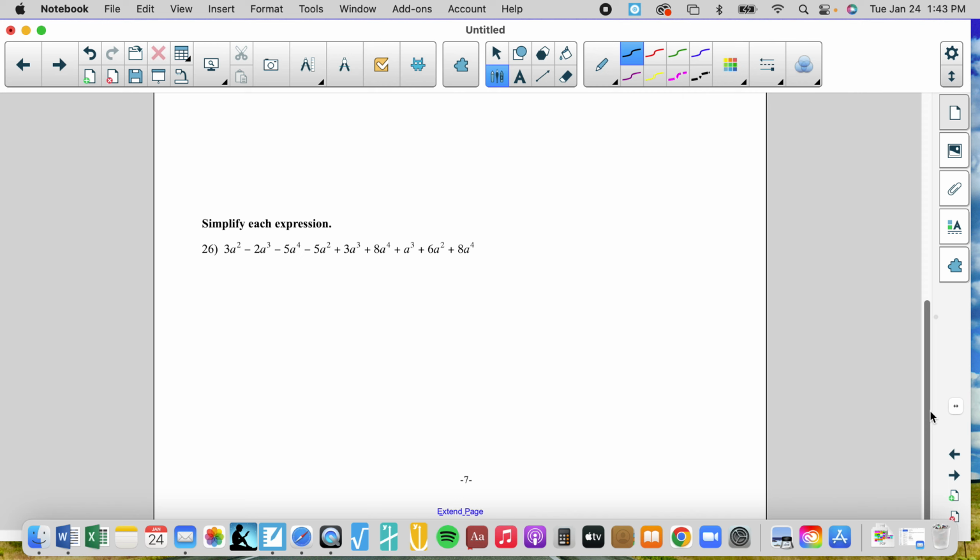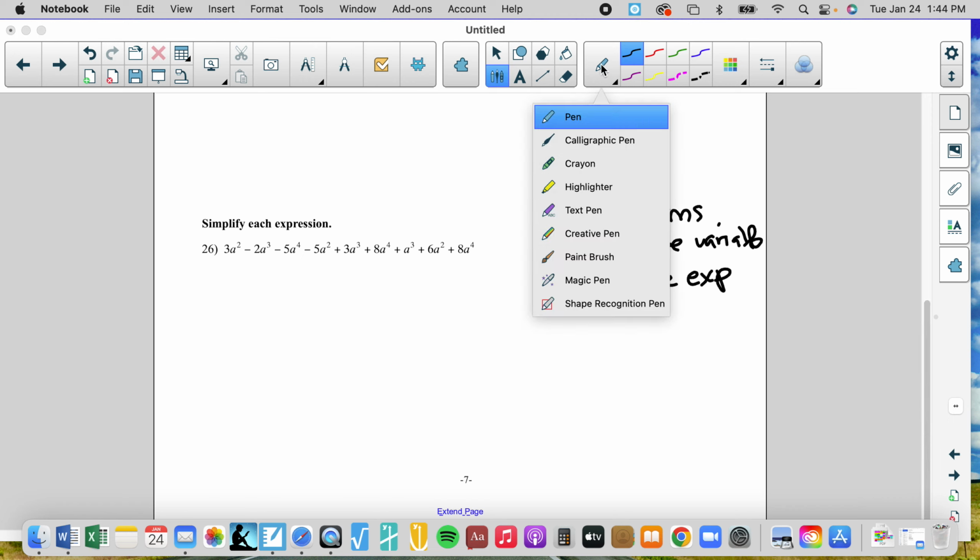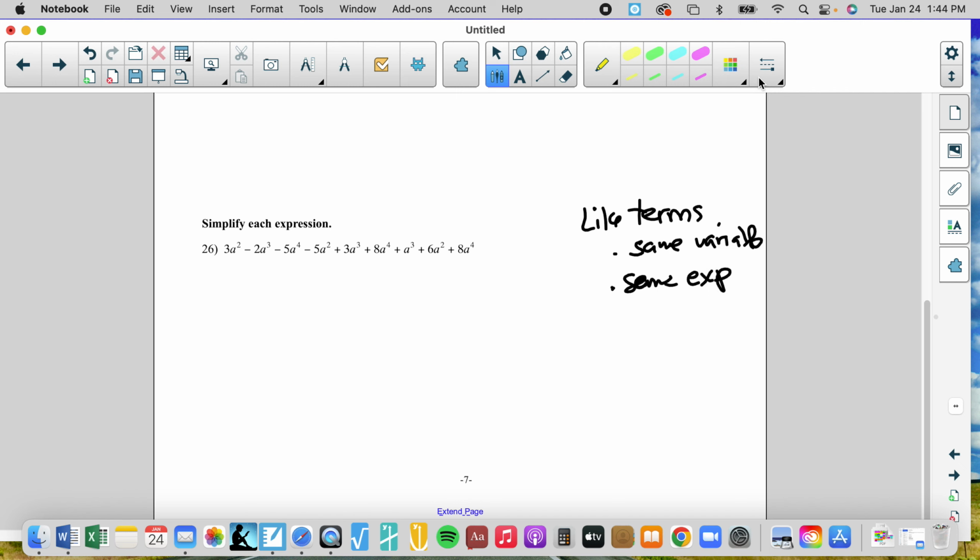All right, we're adding binomials. When we add, we have to have like terms. Like terms have the same variable to the same exponent. So they have to have the same variable to the same exponent. Now let's make that a little bit smaller. So same variable, a to the second. So we're looking for an a to the second and an a to the second. So all of these are like terms.